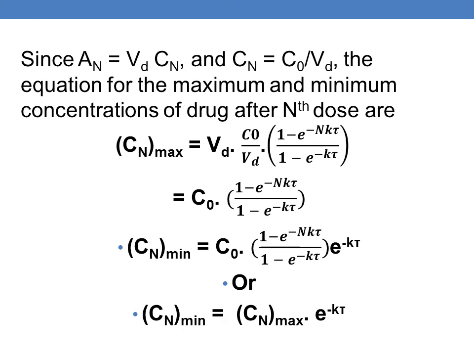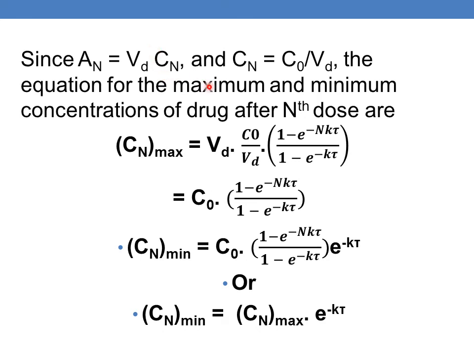Since we know that the amount of the drug in the body after the nth dose, An, equals volume of distribution into plasma concentration after the nth dose, An is equal to Vd into Cn. Similarly, plasma concentration equals the initial IV bolus dose of the drug divided by volume of distribution, so Cn equals C0 by Vd.